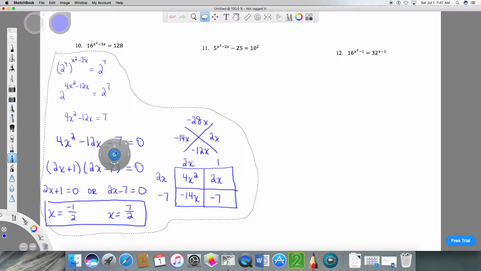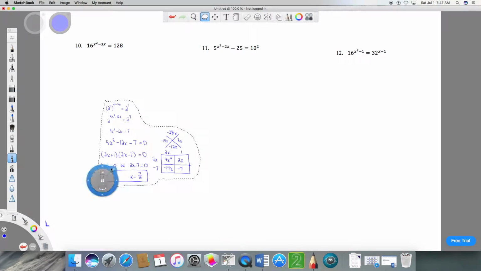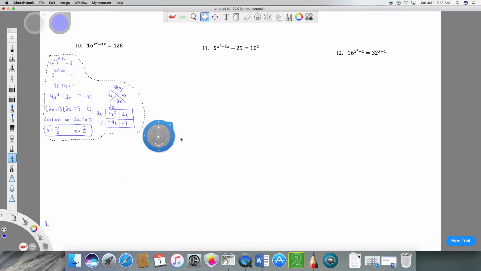Try to give myself a little bit of room here. All right. So I can see on the left-hand side there's two terms, and I want to get the first term by itself because the second term doesn't have a variable. So I'm going to add 25 to each side.